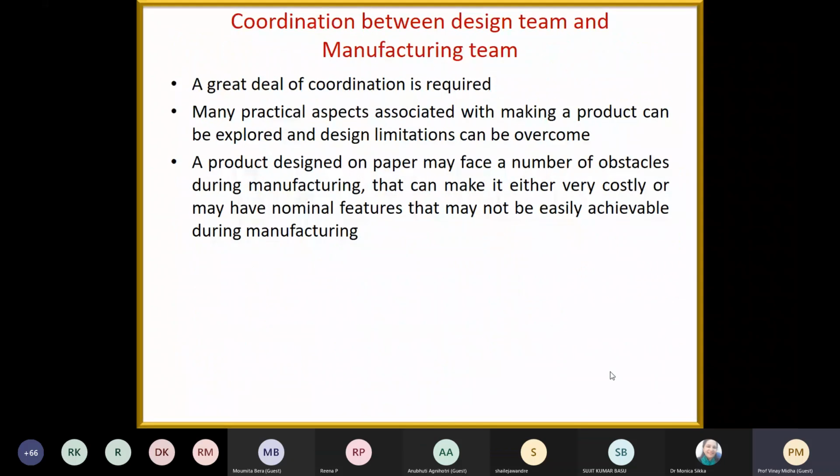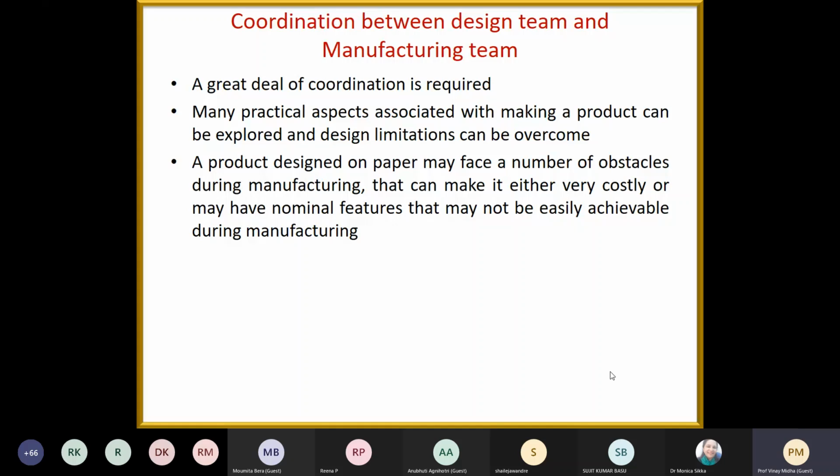A great deal of coordination, as I told earlier, is required between the design team and the manufacturing team to make it a success. There may be certain problems or limitations from the manufacturing point of view also, which should be taken into consideration. The design team will prepare the design for the product on paper, but it may not be actually possible to create that product physically, which will be done by the manufacturing team. So a great amount of coordination is required, and many practical aspects associated with making a product can be explored, and the design limitations can be overcome when you have this coordination.